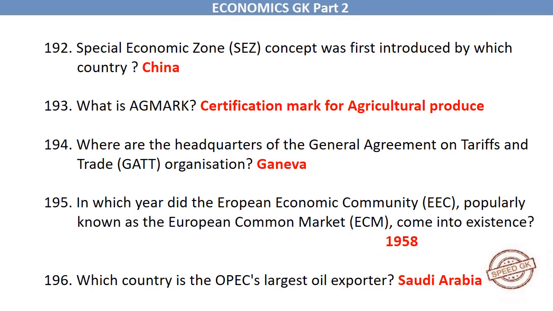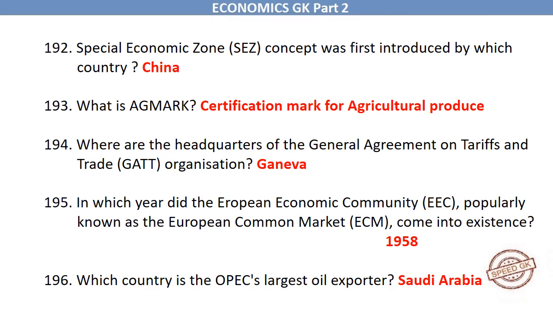Special Economic Zone concept was first introduced by which country? China. What is AgMark? Certification mark for agricultural produce. Where is the headquarters of the General Agreement on Tariffs and Trade, GATT, organization? Geneva. In which year did the European Economic Community, EEC, popularly known as the European Common Market, ECM, come into existence? 1958. Which country is the OPEC's largest oil exporter?